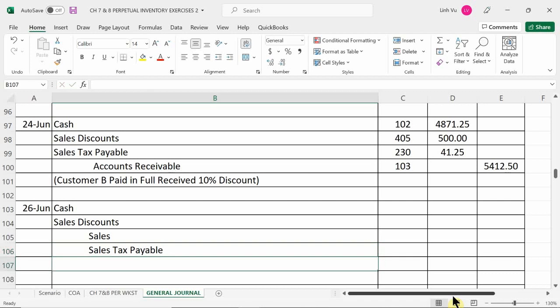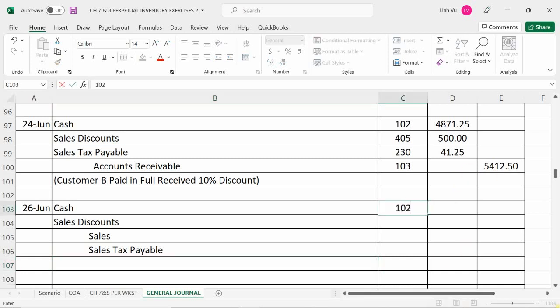Because this is at time of purchase, we charge tax afterwards. In this case, when we did the accounts receivable, we already charged them. That's why we have to give the money back. In this case, we're charging at time of sale, so we charge right after the sales. Okay. So in this case, cash is 102. Sales discounts 405. Sales is 401. Sales tax is 230. All right.